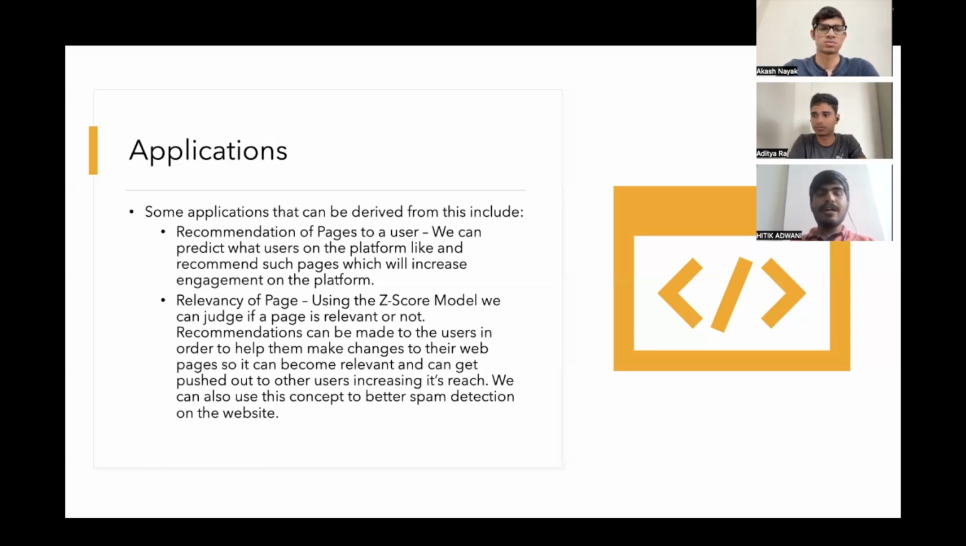Second application is relevancy of that page. So as concluded, if the source has Z-score greater than zero, that is standard Z-score, that can be considered as a relevant page or it has some relevant data and has some good reach. And if the web page has no relevant data over the period of time, the owner of that web page can recommend it to some users and can make its reach to a very good level. And eventually, relevancy of page can also be used for better spam detection on the website.